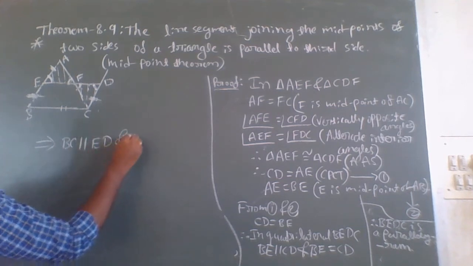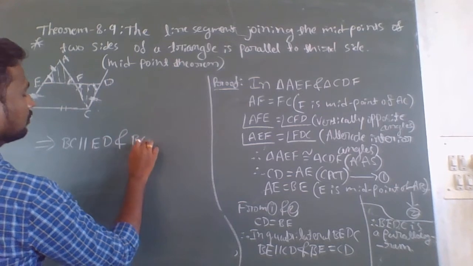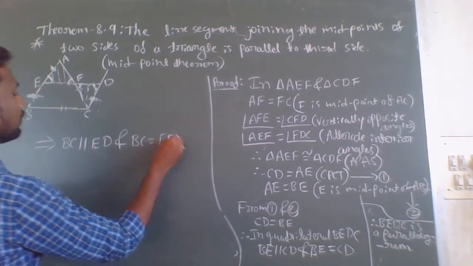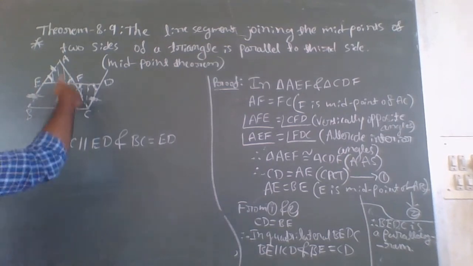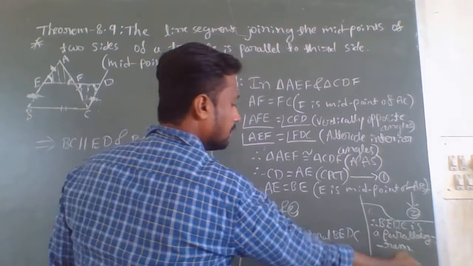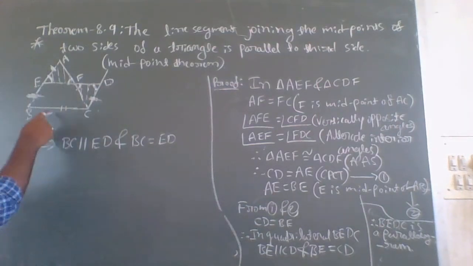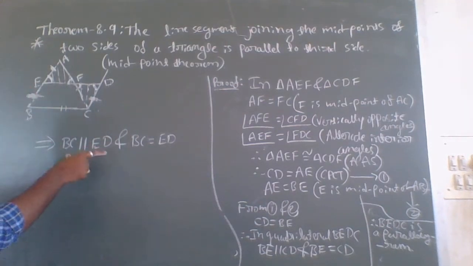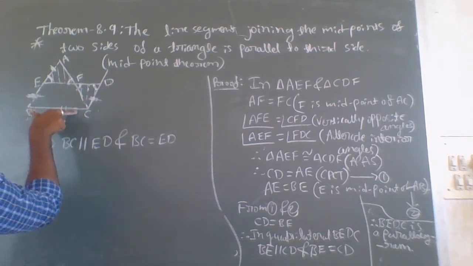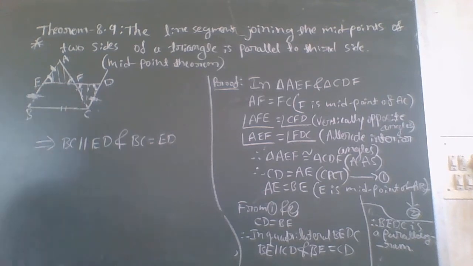And we can write BC is also equal to ED. Why? You know that in a parallelogram always opposite sides are parallel and equal. Therefore, now we proved BDC is a parallelogram. Now we can write this BC is parallel to ED. So we proved this is parallel to BC and this BC is equal to ED.